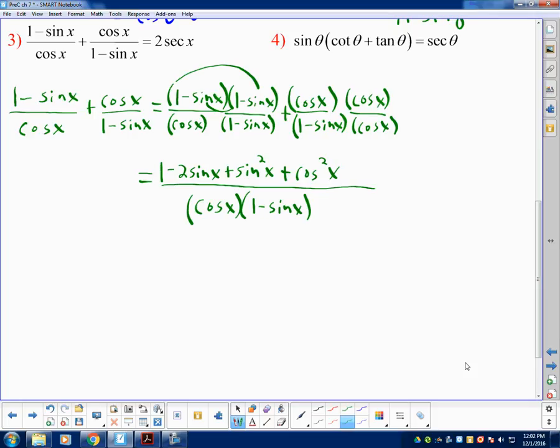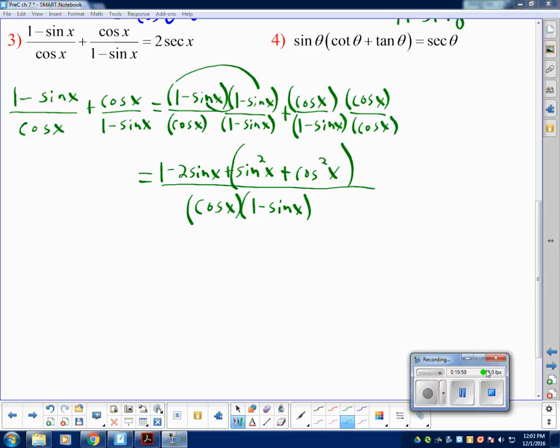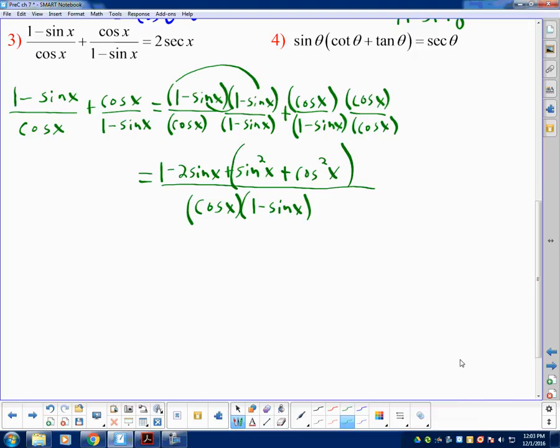All right, watch this, guys. If you group these, what does that equal? One. Sine squared x plus cosine squared x equals 1. So 1 minus 2 sine x plus 1 all over cosine x times 1 minus sine x.